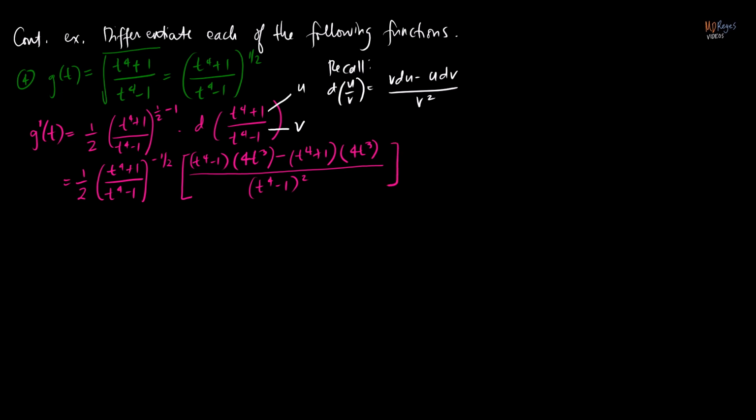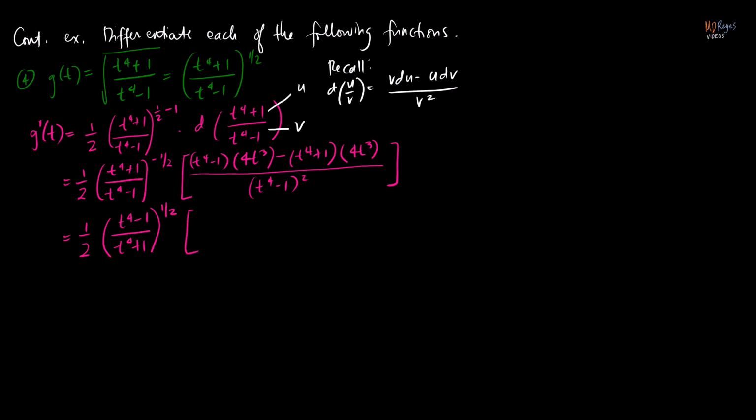Okay, we're done with the differentiation process. We'll just have to simplify the final answer. To make this exponent, negative 1/2, positive, we'll just get the reciprocal of t to the fourth plus 1 over t to the fourth minus 1. So the reciprocal of that is t to the fourth minus 1 over t to the fourth plus 1. Now doing that, we can now have the exponent as a positive number, positive 1/2.